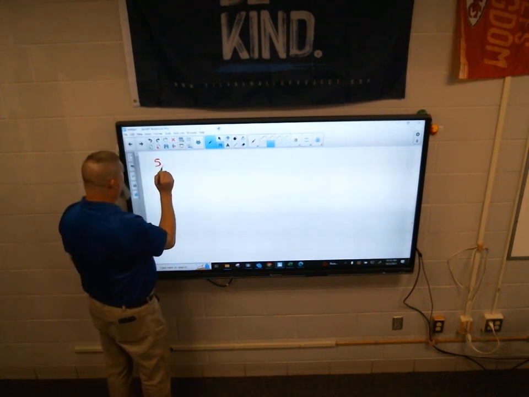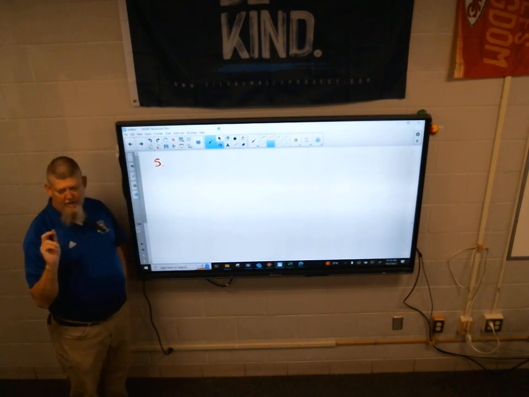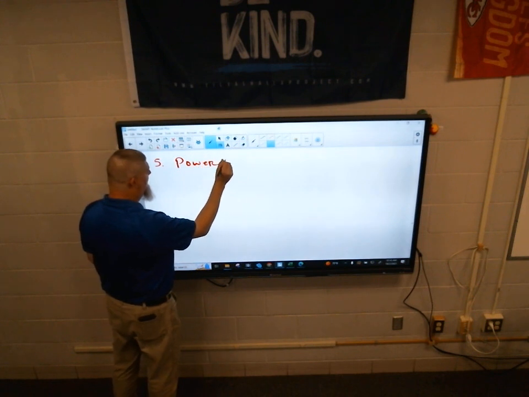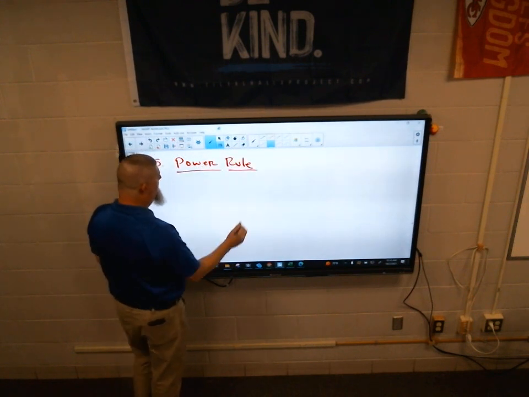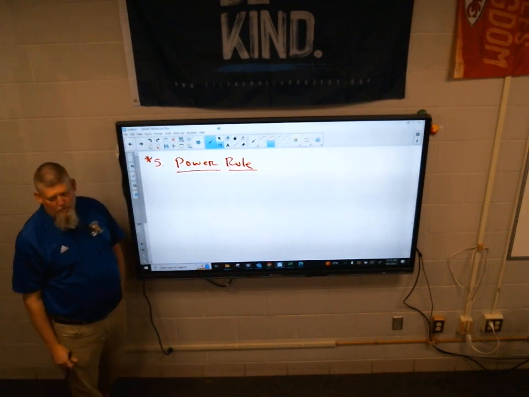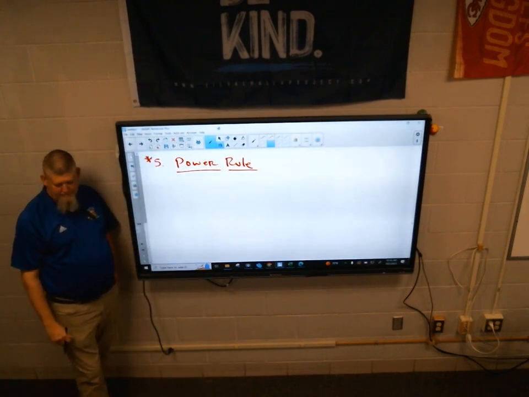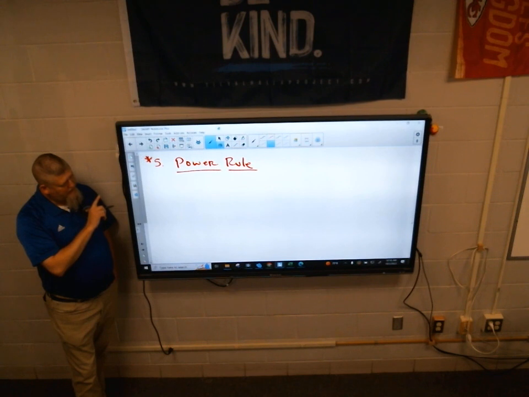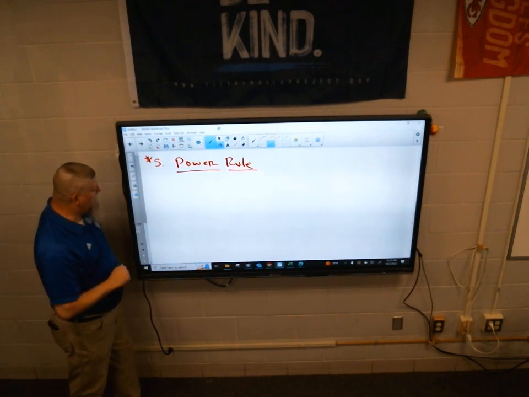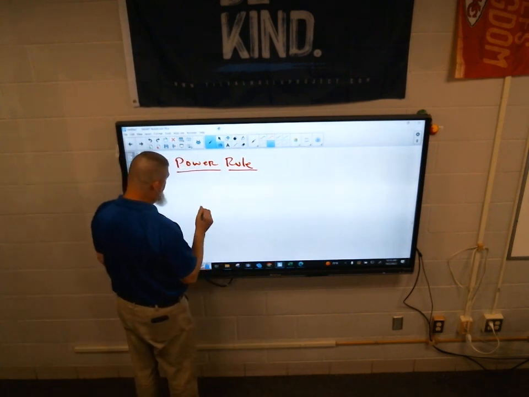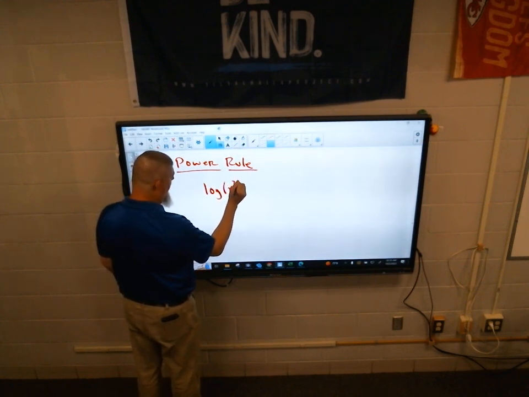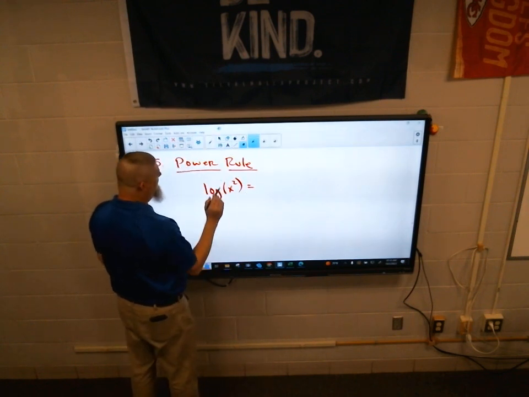Last rule, number 5. We've had the product and the quotient. Now we're going to have the power rule. Probably the most useful rule of logarithms we have. You're going to see a direct correlation from what I started with. Why do we need this power rule? Okay. So let's say we have something like the logarithm of x squared. You know what? Better yet, let's turn those around.